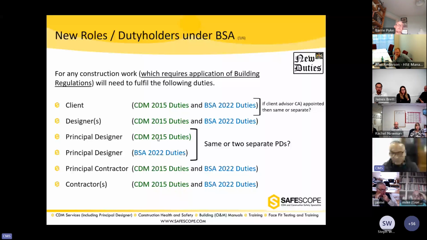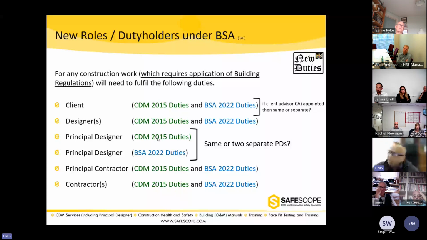It is very difficult, talking from my personal experience and my understanding of the Building Safety Act so far. The principal contractor will have to look after both sets of things, as we said before, and the contractors will have to do the same.